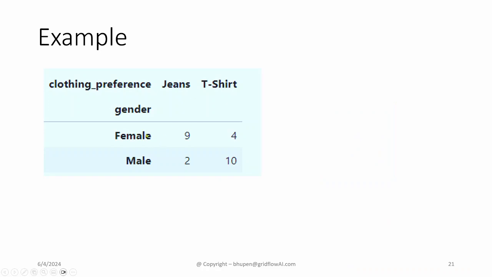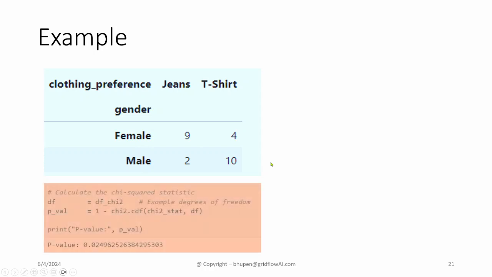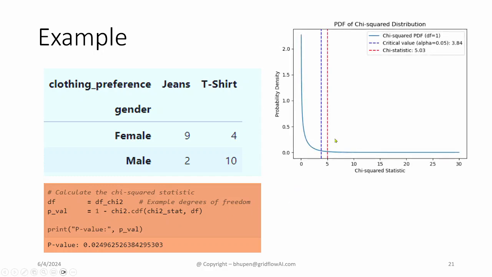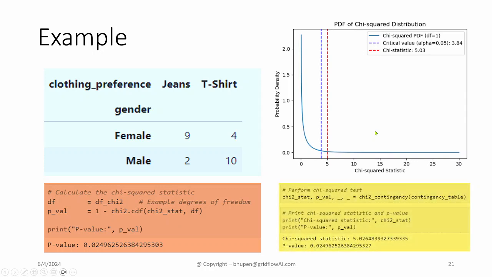So again, a similar example to what I showed you in the code: female, male, and the clothing preferences. The p-value we obtained was 0.02, which is lesser than the threshold. And if it is lesser than the threshold, you can reject the null hypothesis. The null hypothesis is that gender has nothing to do with the choice of clothing. So we're going to reject it. That means gender is dependent, or gender does impact the clothing purchase.